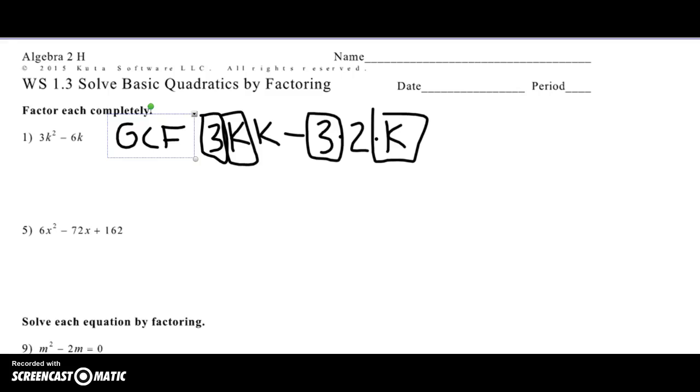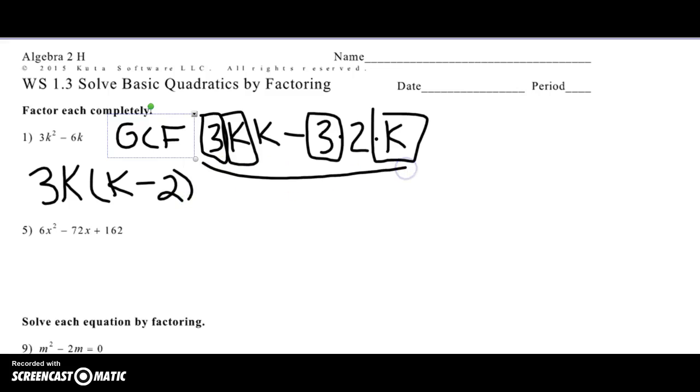So that 3k I can bring out in front. I'm going to undistribute the 3k. And what I'm left with when I undistribute that is just a k and a minus 2. Maybe it helps to see it written out this way, that I have just a k left and a minus 2 left. Okay, the 3k, they were factors that were in common.